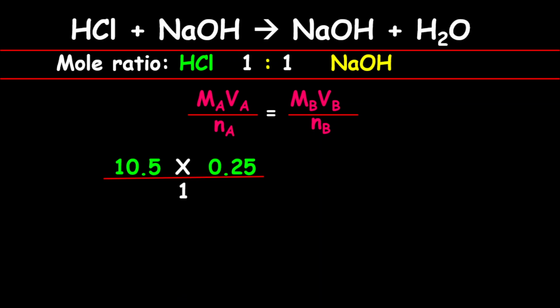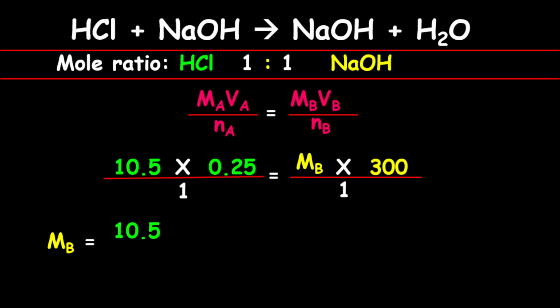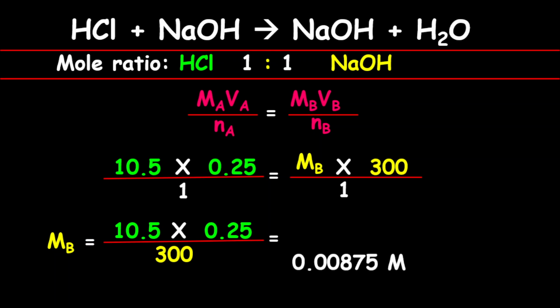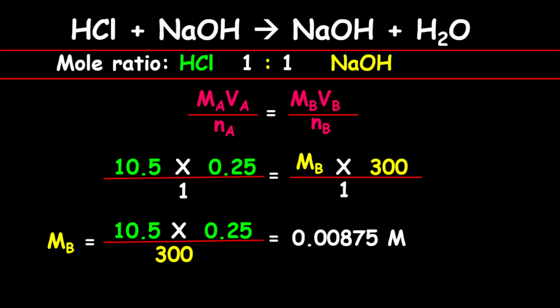by 1. Again, 1 is the mole from the balanced chemical equation. This equals the molarity of the base that we do not know at this time multiplied by 300 divided by 1. Now, to make the molarity of the base the subject of the formula, we will have here 10.5 multiplied by 0.25 divided by 300. Therefore, the molarity of the base equals 0.00875.